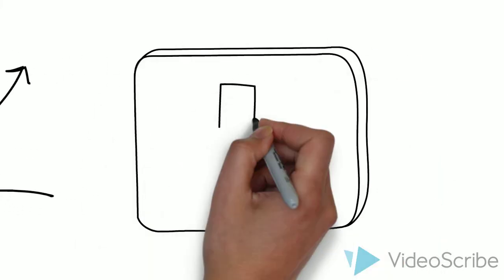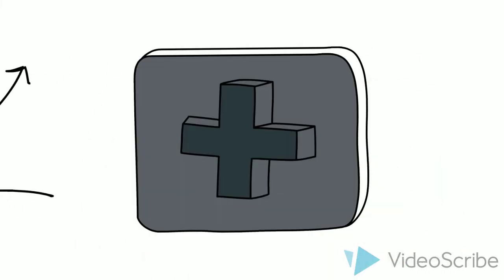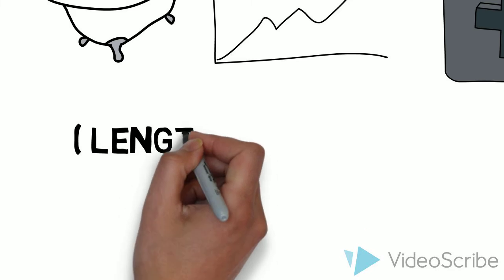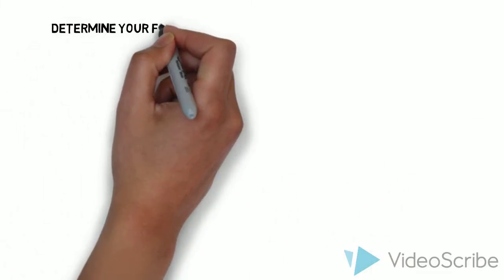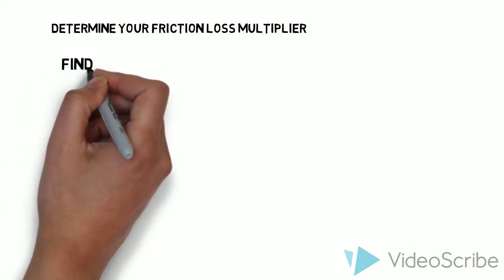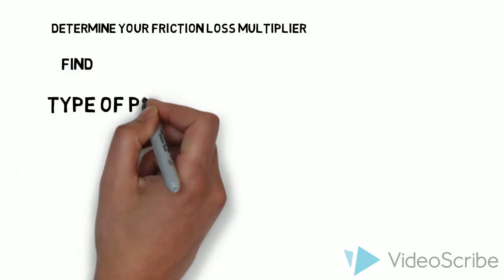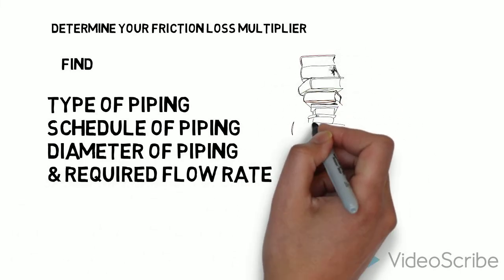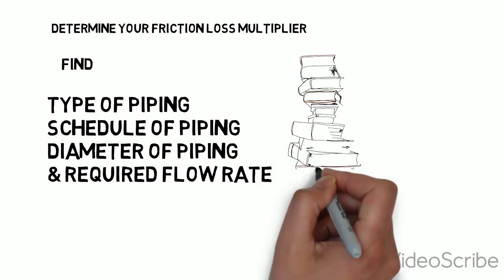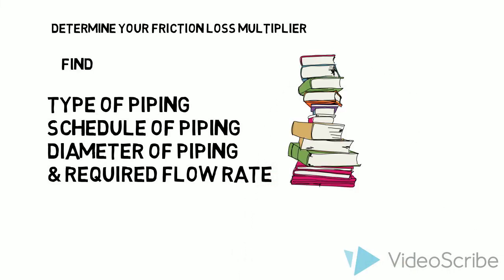Now, take the sum of the total length of pipe, including fittings, and divide it by 100, as per 100 feet of pipe. Next, you need to determine your friction loss multiplier by using the following information: type of piping, schedule of piping, diameter of piping, and required flow rate. Once you have this, use a reference friction loss chart from your favorite manufacturer to determine the friction loss multiplier.